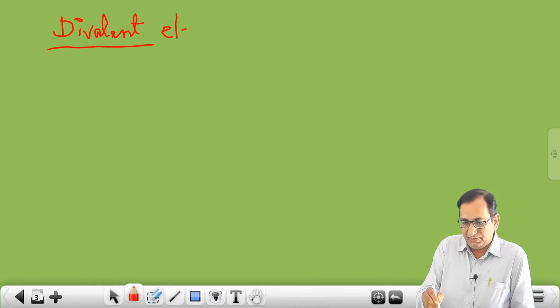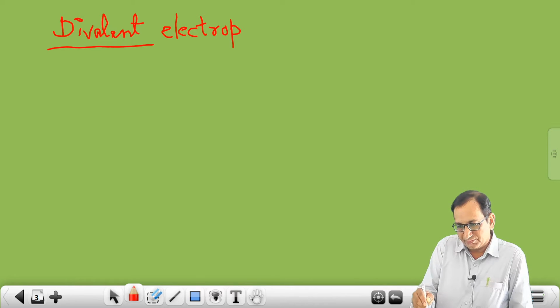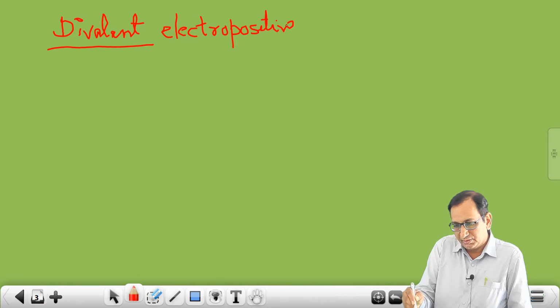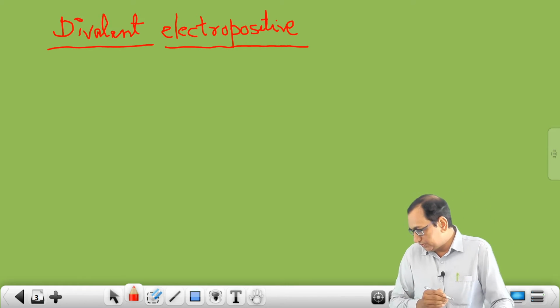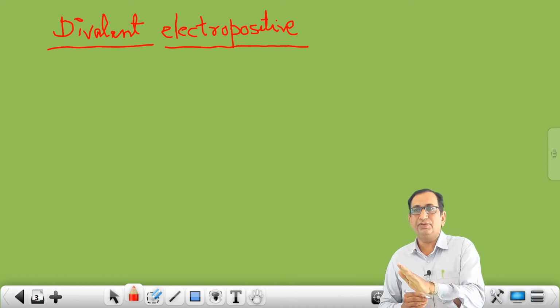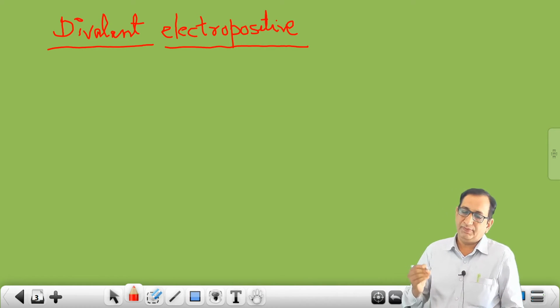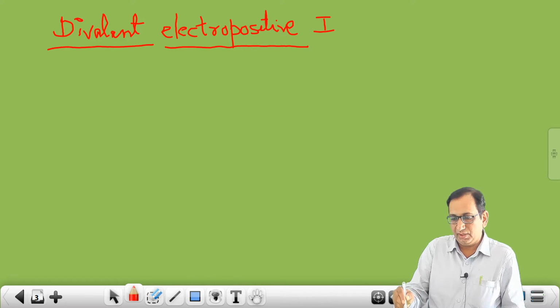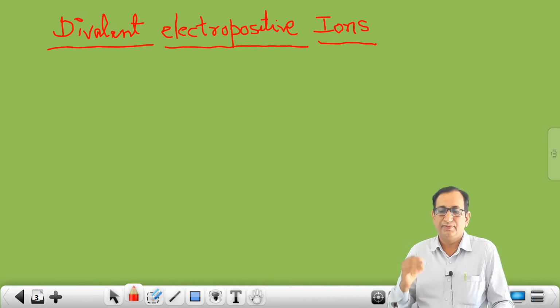Divalent electropositive. First we are talking about the positive valency only. That's why it is divalent electropositive. So now we are talking about divalent electropositive ions. Divalent electropositive ions means having 2 plus charge on an atom. It means it is in the form of ions.